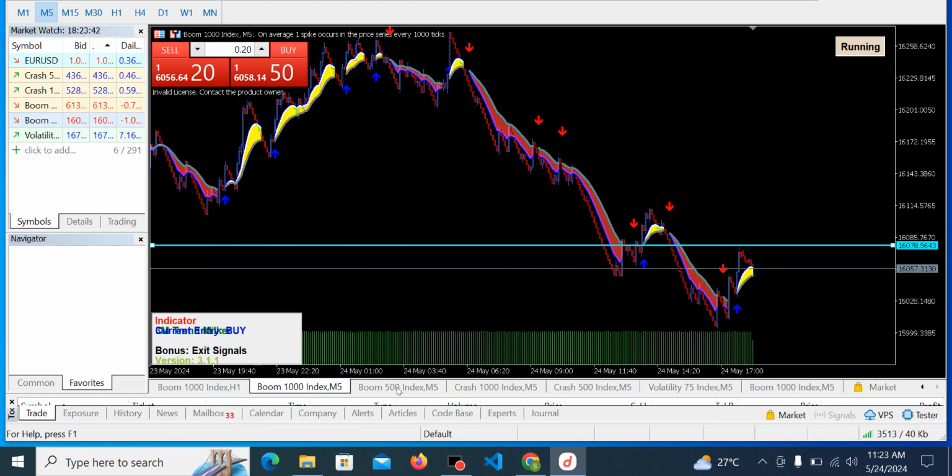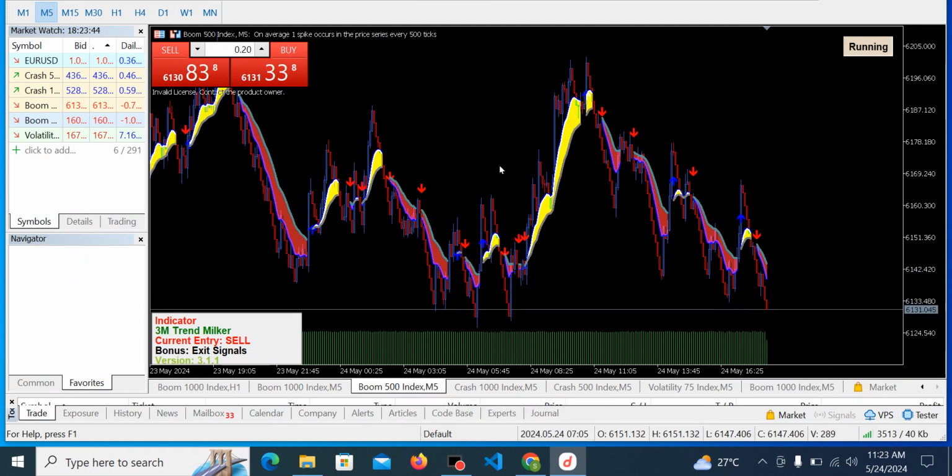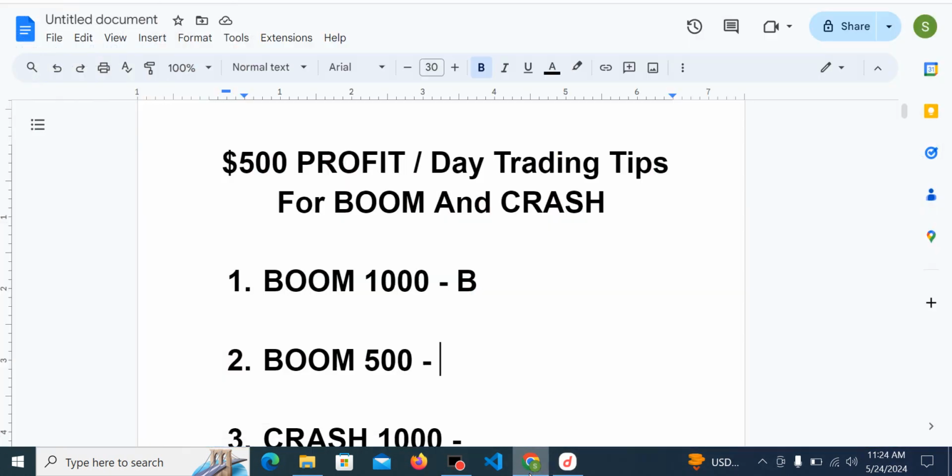Next asset is going to be boom 500. This is boom 500. It actually went on an uptrend right from here, and it came to an end around there. So at the moment it is selling, even though it is close to the support zone. If it's unable to break out from there to go back on an uptrend, but if it breaks out below the support zone, it will keep on selling. So for now it is still selling.